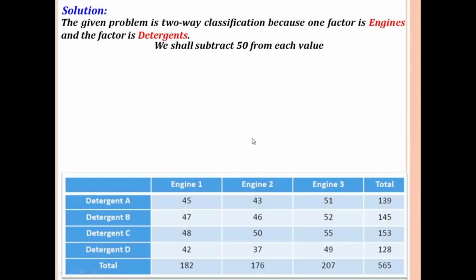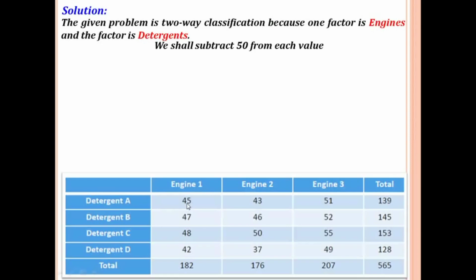So I am going to select the common number 50. You can select 46 also, no problem. We get the same value in the final answer. This resulting data is known as coding of data, and the solution will not change. So we shall subtract 50 from all the given observations.